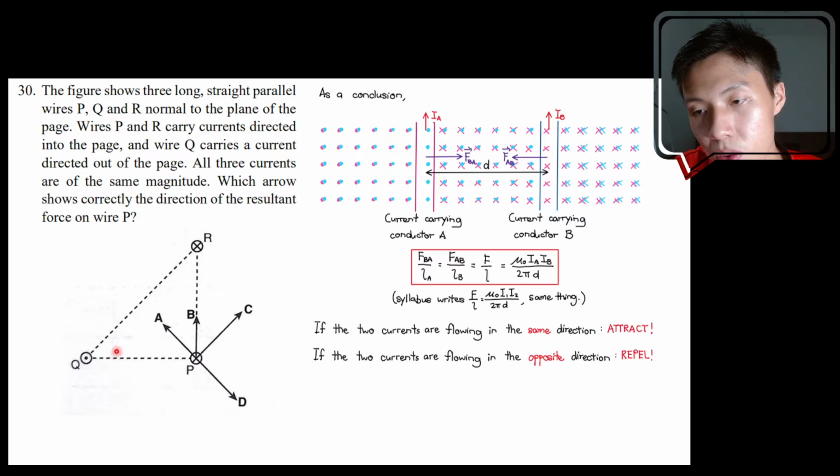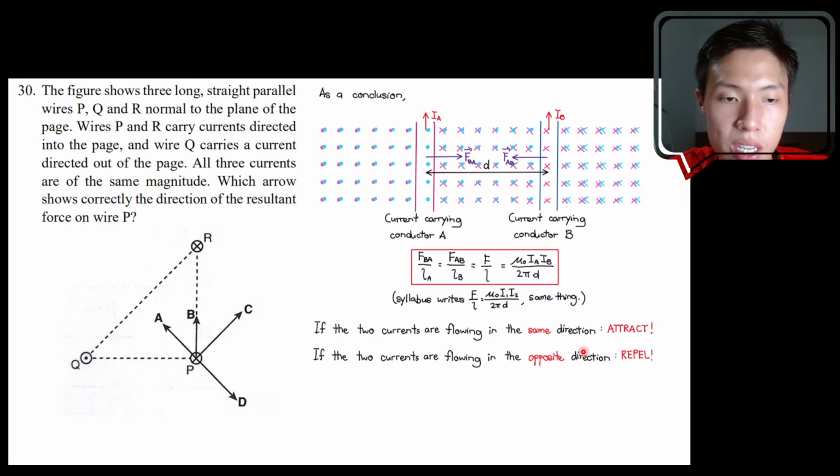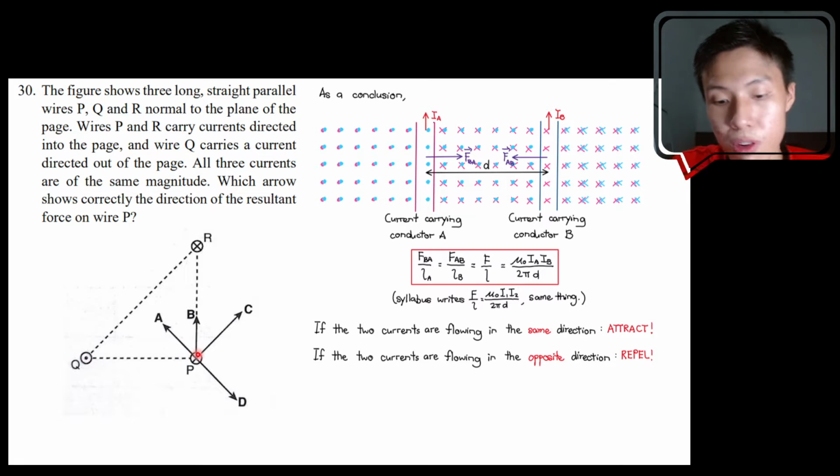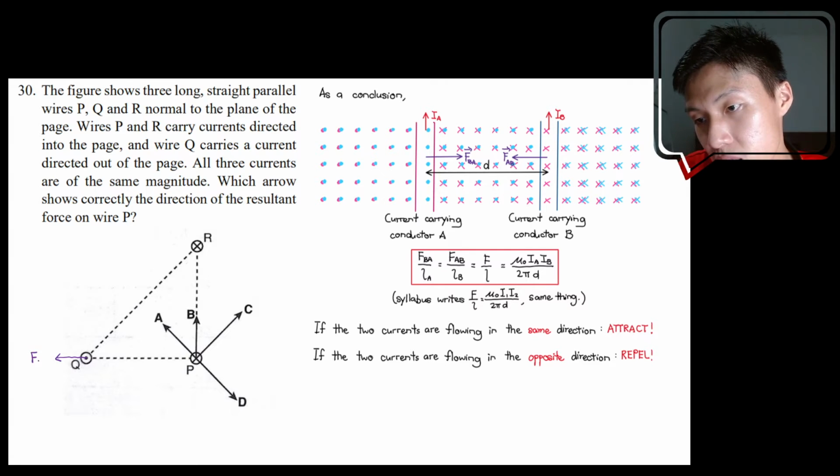Between P and Q, Q is flowing out of the page and P is flowing into the page. One is out of the page, one is into the page, so they are flowing in opposite directions. If they are flowing in opposite directions, you should expect the forces to point away from each other. So this is the force exerted by P on Q, and this is the force exerted by Q on P.